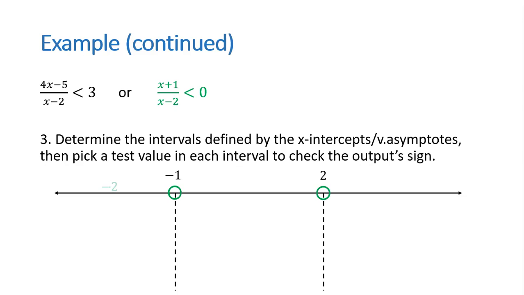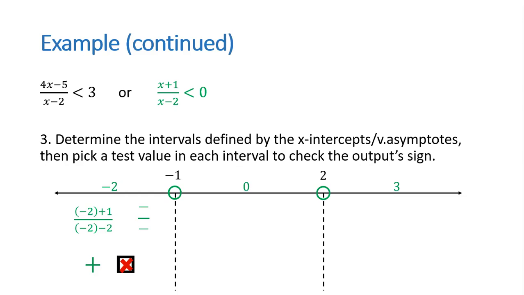Pick our test values. So let's pick negative 2, 0, and 3. And again, let's take the shortcut. Let's just figure out what the sign for the numerator and denominator is going to be. So negative 2 plus 1 is going to be negative. Negative 2 minus 2 is also negative. So negative over negative combines to give us a positive. Because we're solving a less than inequality, that means this first interval is not part of our solution.